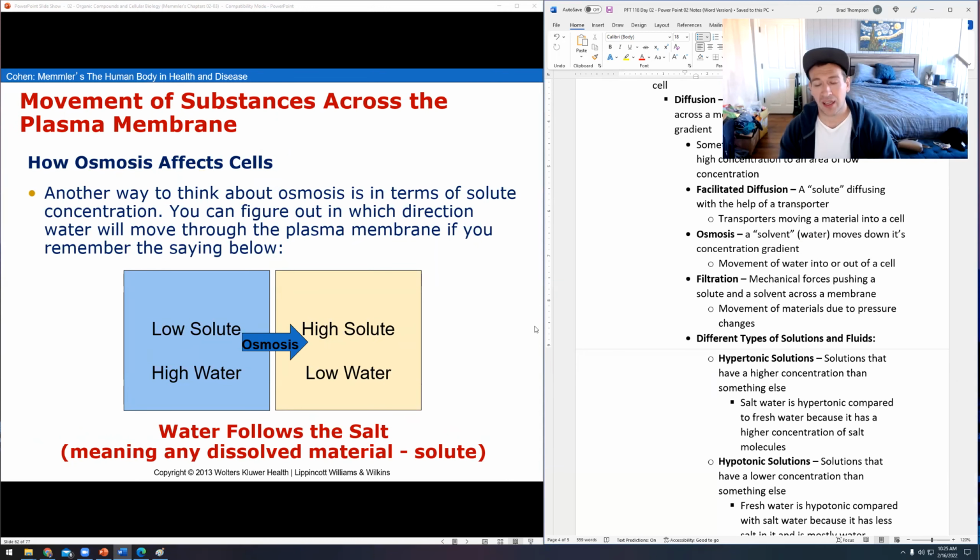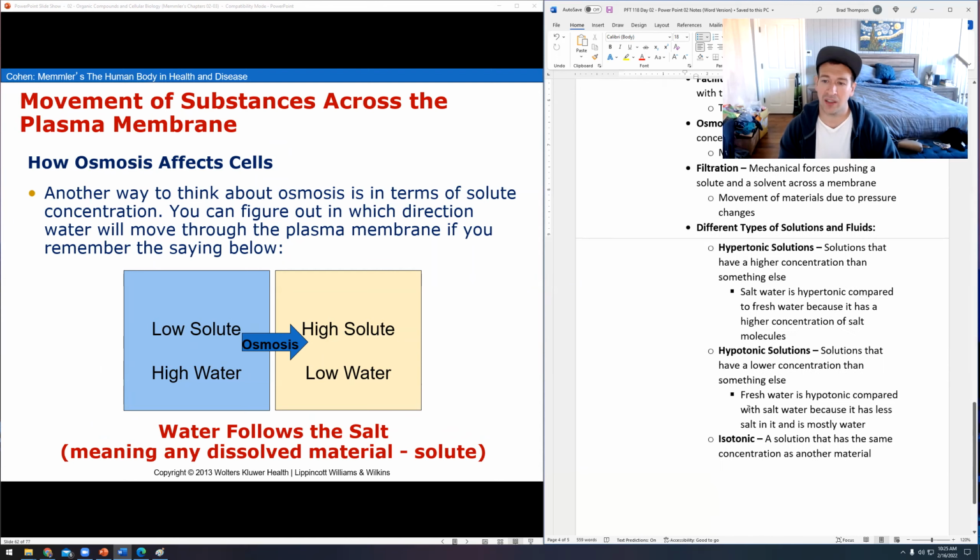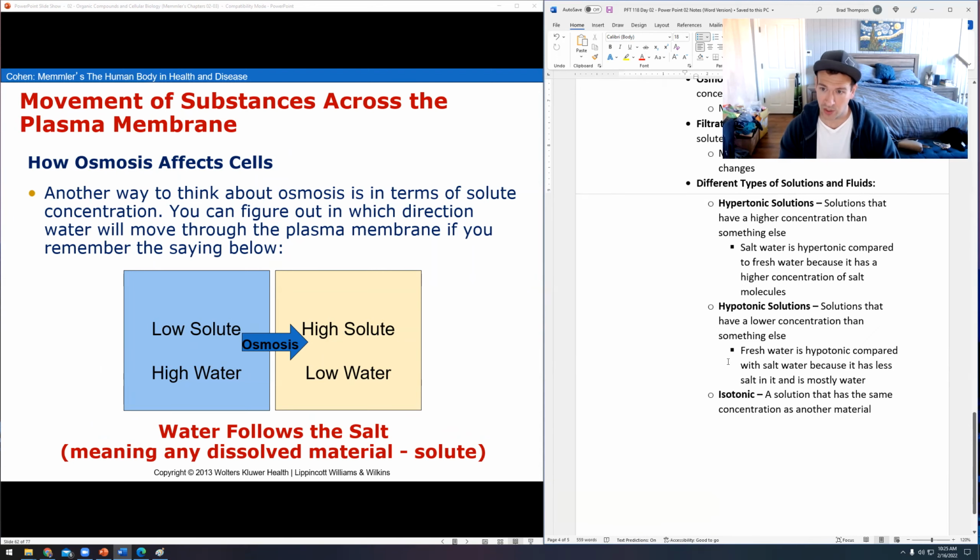So if you have what we call a hypertonic solution, that's a solution that has a really high concentration. Hyper means a lot of, right? It has a really high concentration. So salt water is hypertonic compared to fresh water. So if you have a hypertonic solution on one side and a hypotonic solution with a low concentration over here, the low concentration stuff will naturally move that way. This is why salt water will dehydrate you.